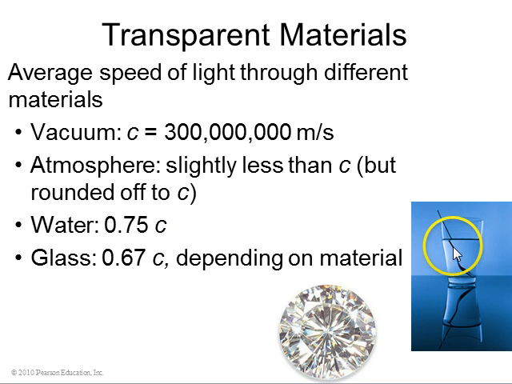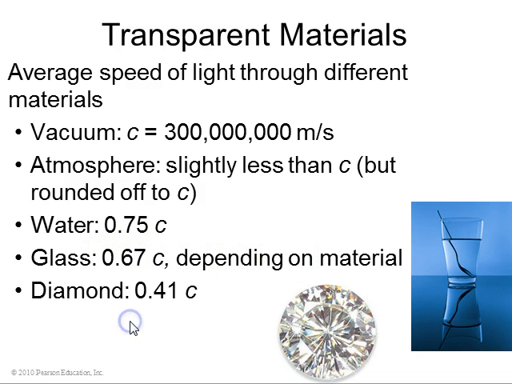And one of the interesting things about changing the speed at an interface is that it also changes the direction of light waves a little bit. So when you look through a transparent material, you'll often see light bending or refracting, like you do with a spoon in a cup. Glass, about 2/3 of c, and in a diamond, light travels at 41% the speed of light, which makes the light bend a lot in a diamond, and it makes it look very sparkly or pretty.